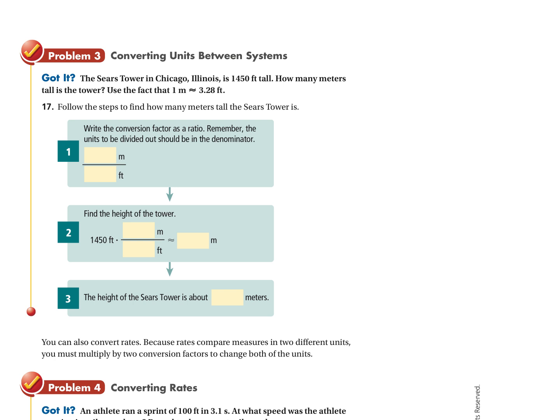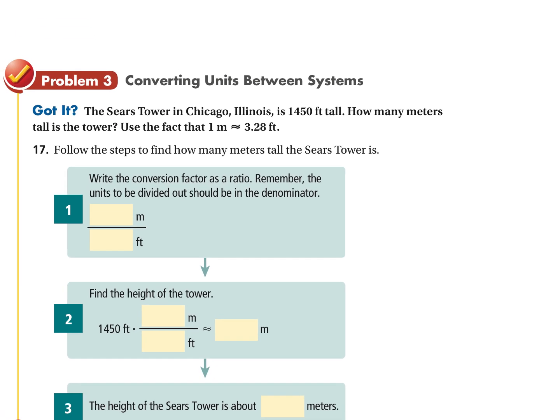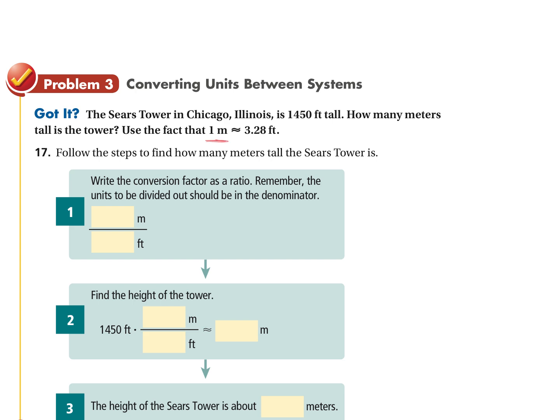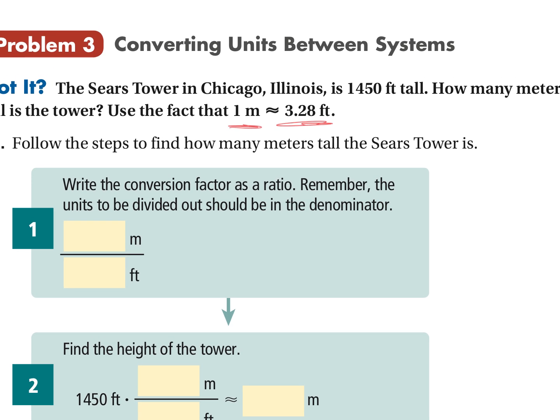In this problem, it says the Sears Tower in Chicago, Illinois is 1,450 feet tall. How many meters tall is the tower? So we're going to be converting from feet to meters. It tells us that 1 meter is the same as 3.28 feet. So let's use this in a conversion factor.